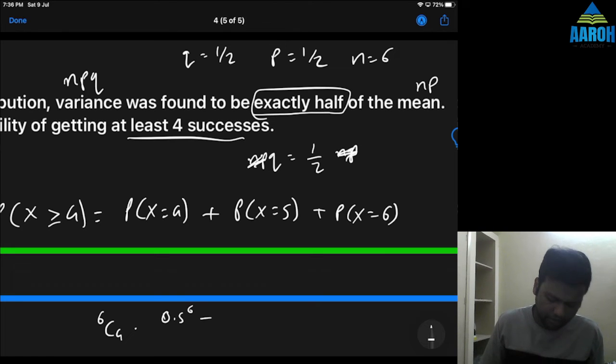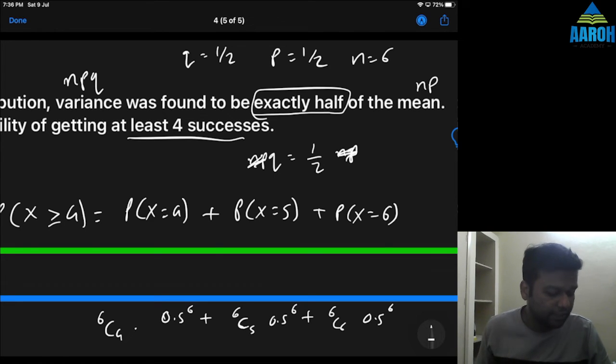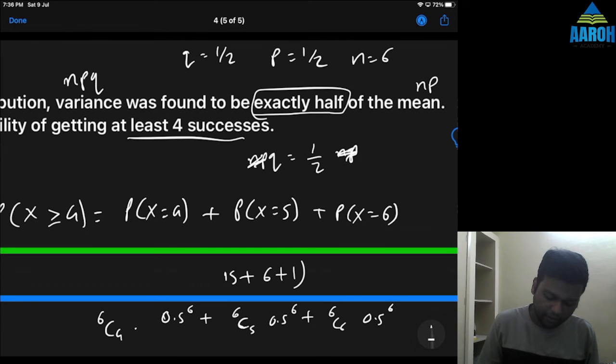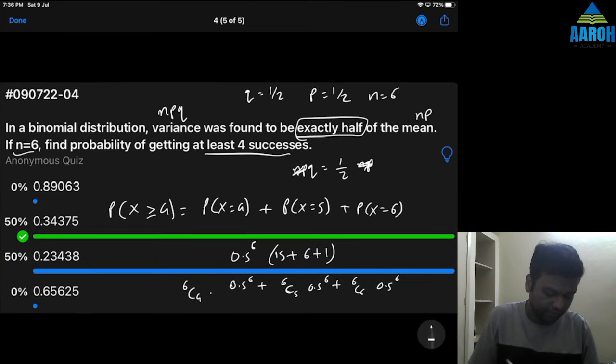So 0.5 raised to 6 plus 6C5, again that is going to be 0.5 raised to 6, plus 6C6, again that is going to be 0.5 raised to 6. So 0.5 raised to 6 you can take common, and then 6C4 is 15, plus 6C5 is 6, plus 1, into 0.5 raised to 6. That is going to be our answer. So let's find that: 0.5 raised to 6 into 15 plus 6 plus 1, which is 22. So 0.34375, option B is the correct answer.